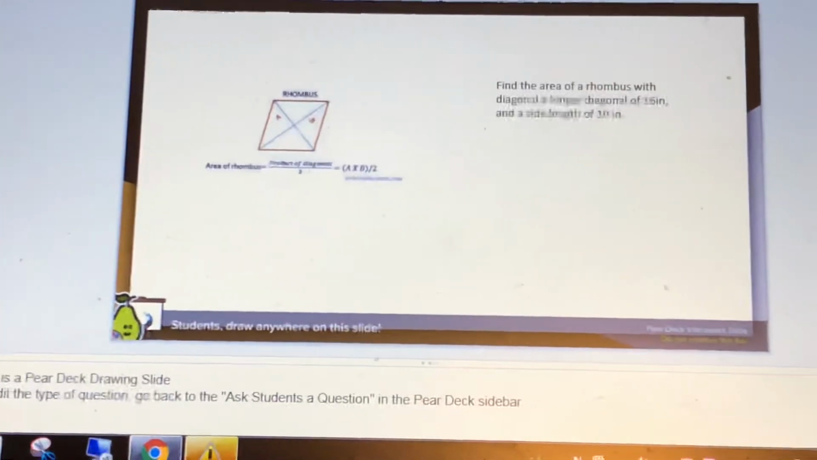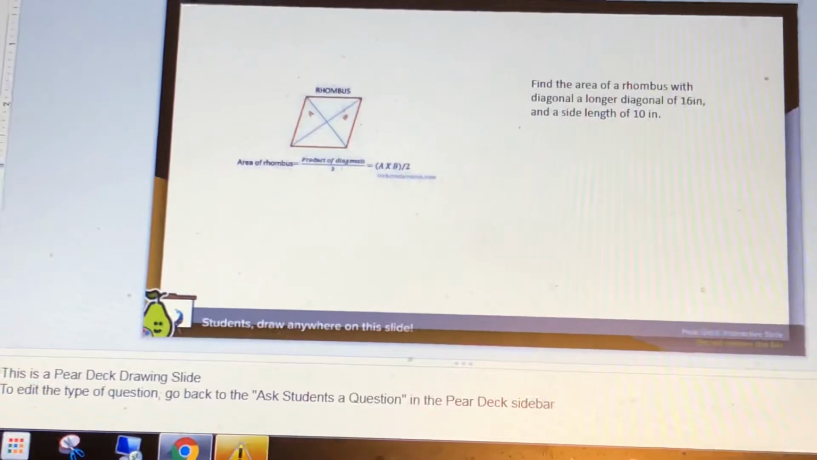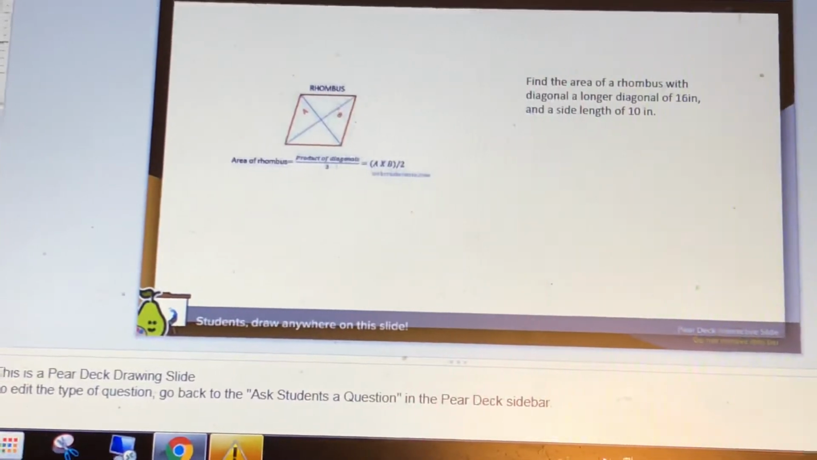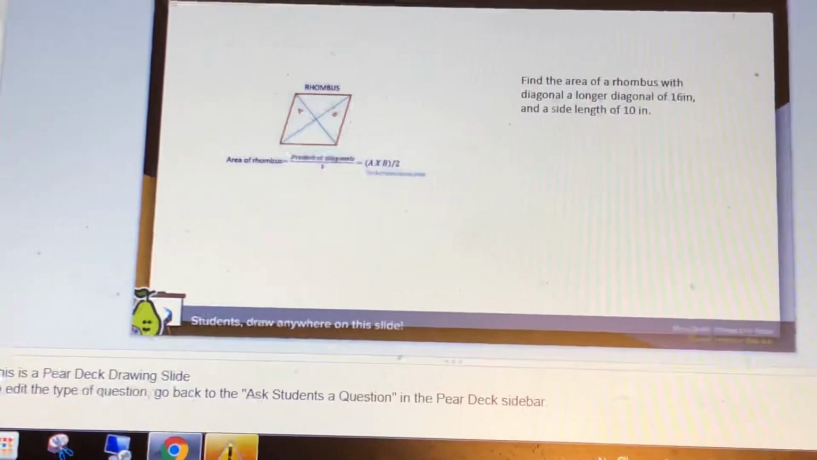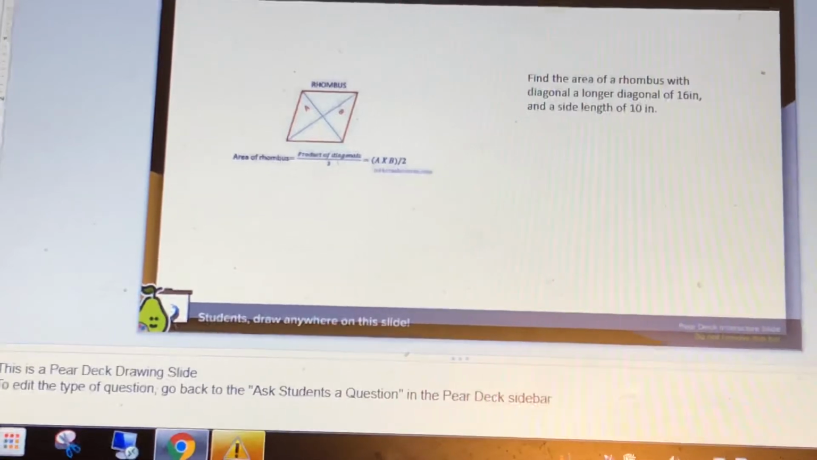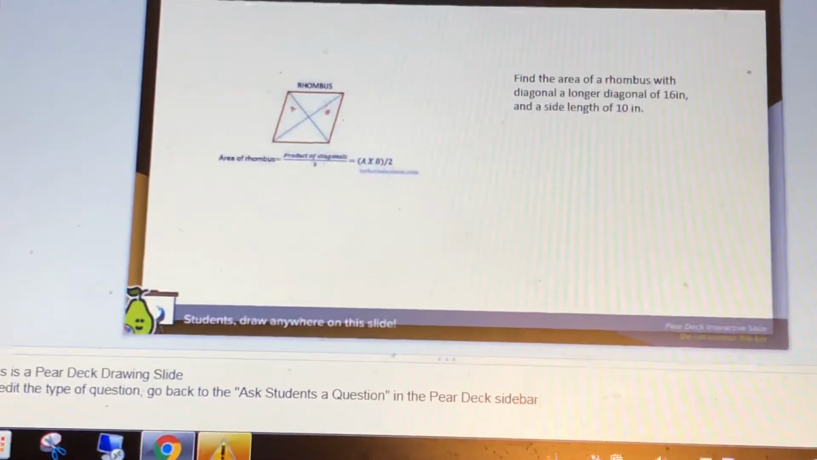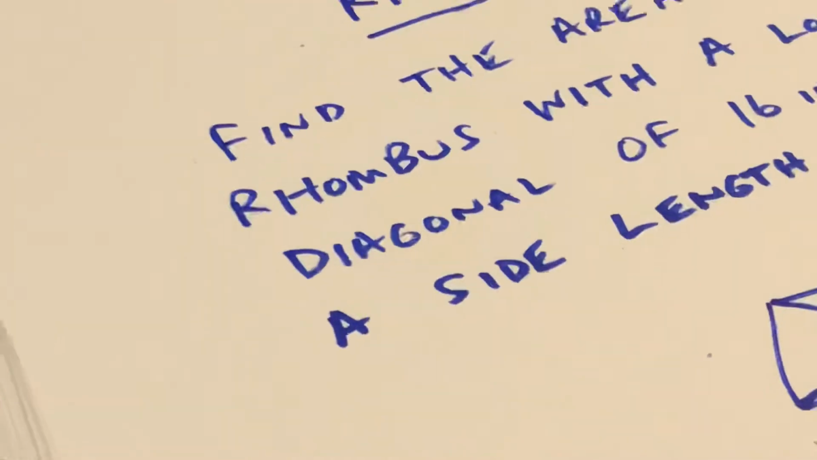Okay, so this video is going to focus on finding the area of a rhombus. Our formula for finding the area of a rhombus is we can take the product of the two diagonals, which basically means we multiply the two diagonals together and we divide by 2. Now, a rhombus is also a parallelogram, so we can also do the base times the height if we have that information. Let's go ahead and take a look at an example here for this one.